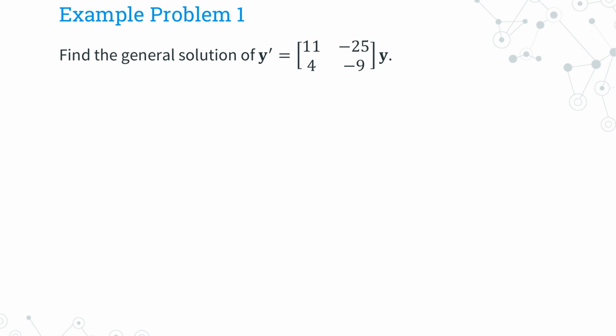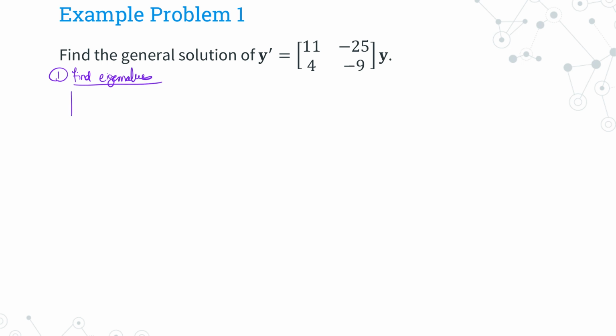For example 1, we want to find the general solution of the system y prime is equal to the matrix 11, negative 25, 4, negative 9 times the vector y. So just like before, our first step is to find our eigenvalues. So let's do that first.